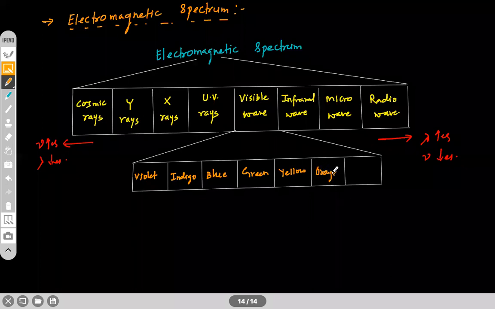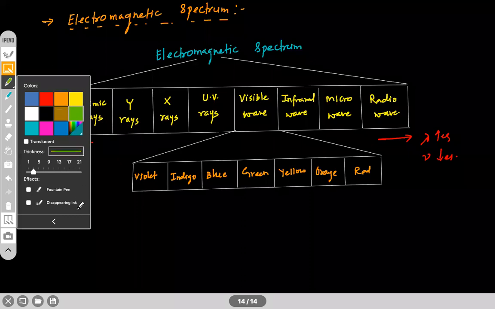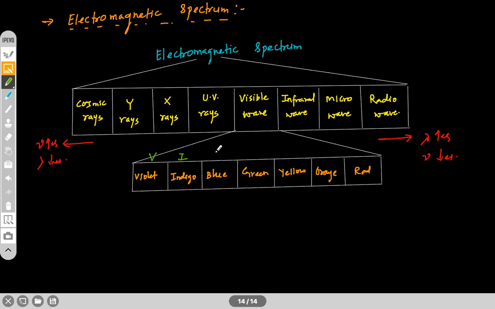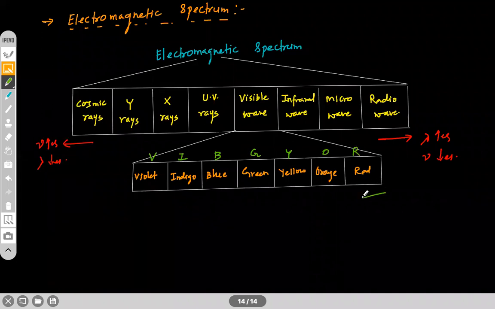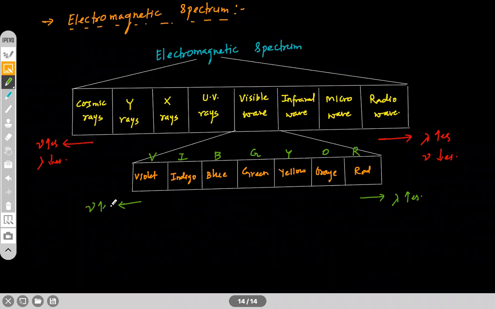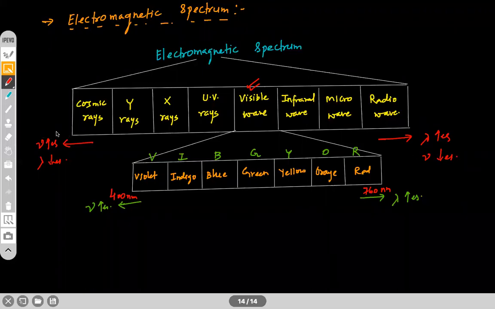Yellow and then orange and then red. So if you look at this, this is V I B G Y O R. You see red color here has maximum wavelength, because left to right wavelength increases, and violet has maximum frequency. From this point to this point, the wavelength is 400 nanometer to 760 nanometer. Whatever wavelength falls in this range, that we can see. This is the visible range we have. Copy this down.